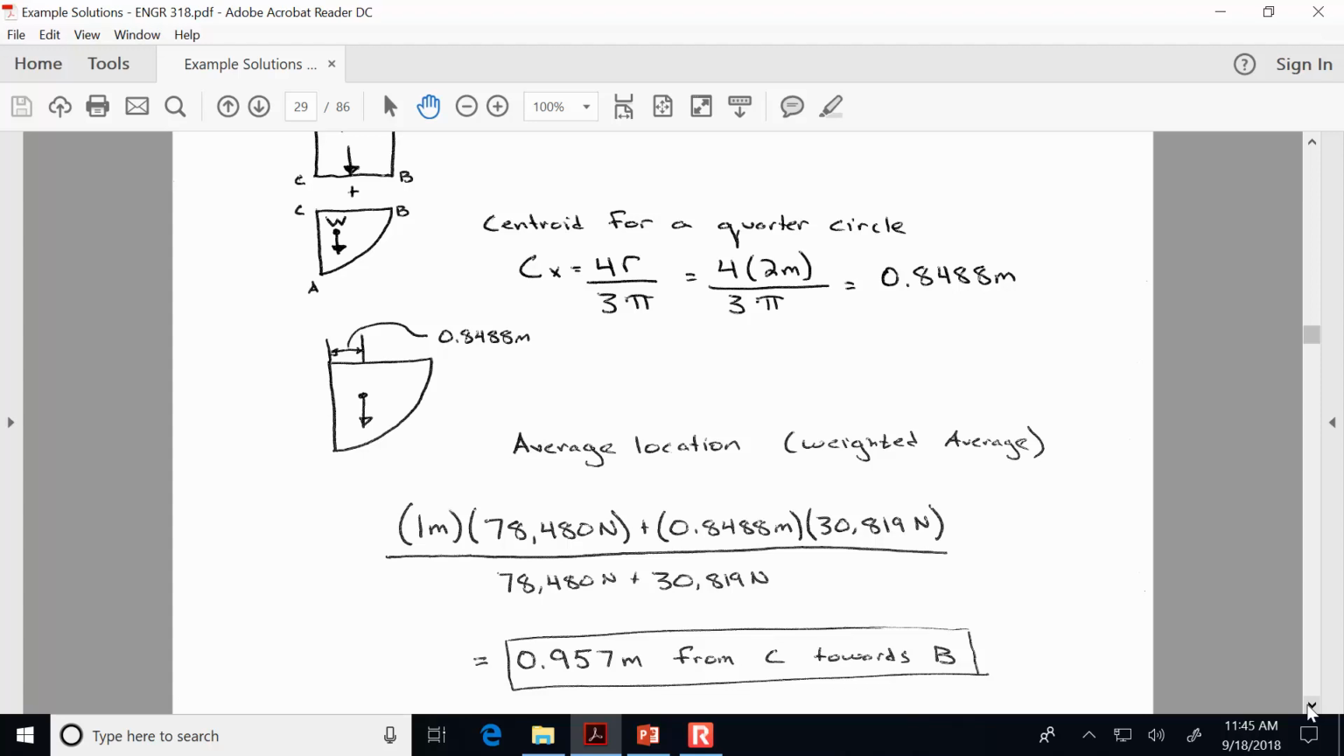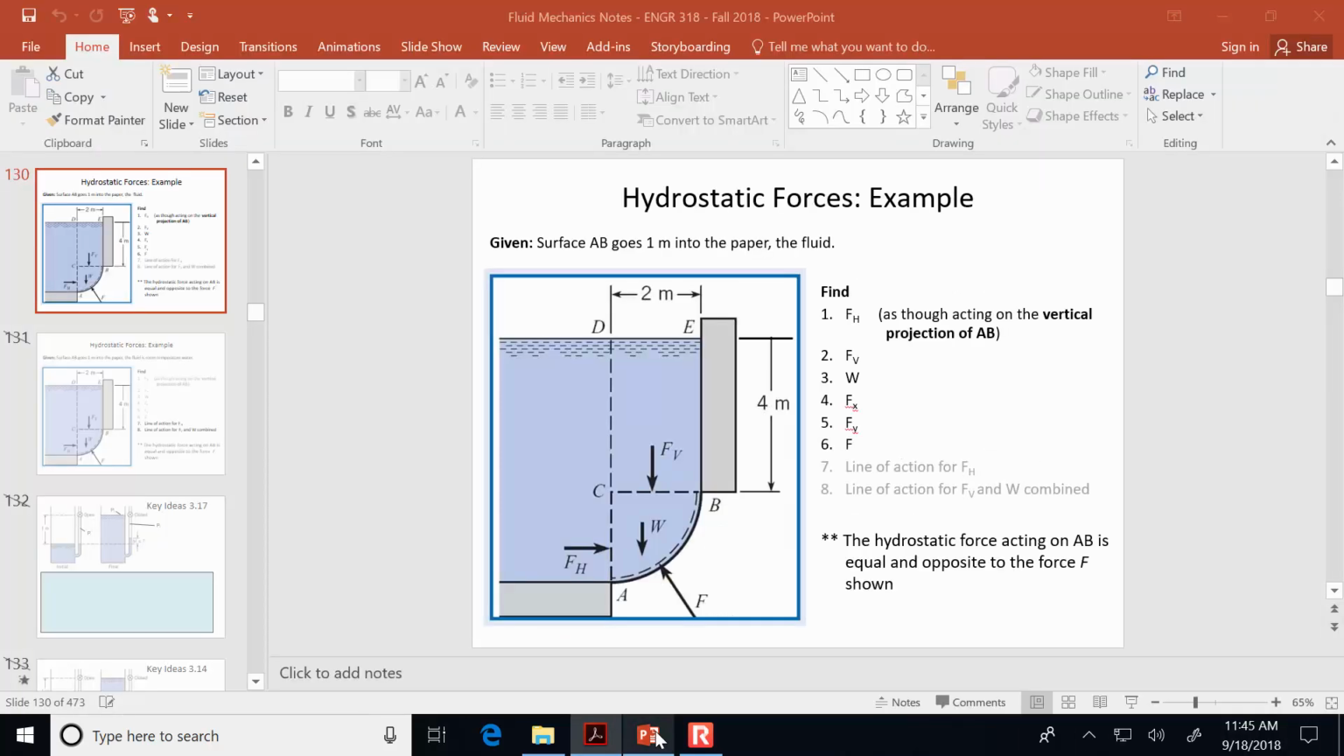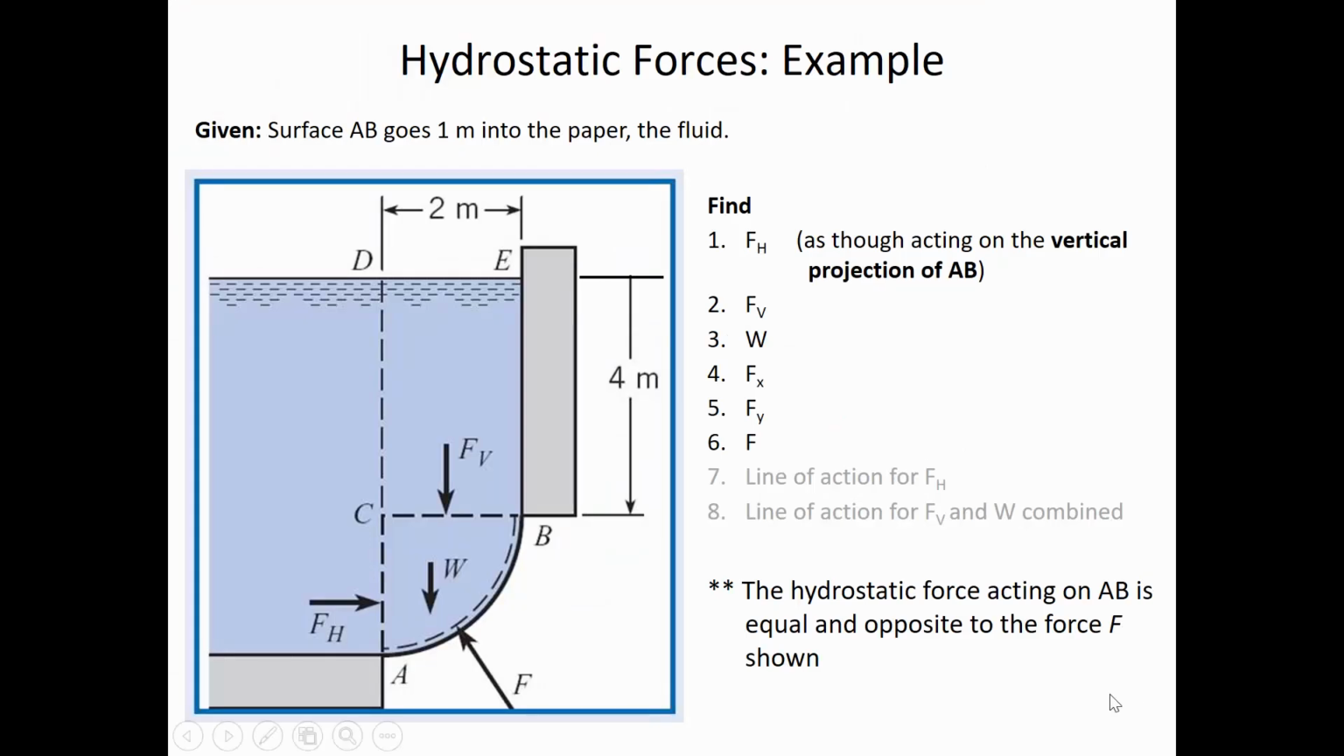It's easy to get lost in the details, so let's take a step back and think about overall what this example asked and what we calculated. We wanted to know the magnitude of the hydrostatic force that has to be applied to resist the water that's acting on the gate. The magnitude is going to take both the vertical and the horizontal into account. But for a variety of reasons, we want to know where the vertical component and the horizontal component are located.